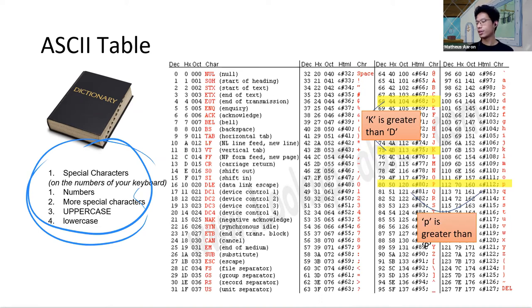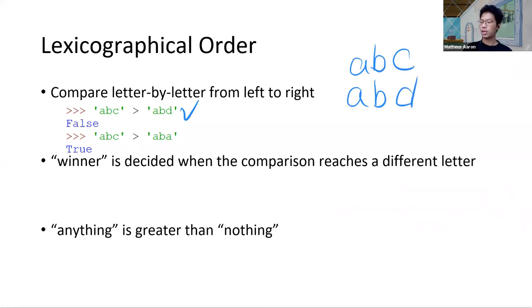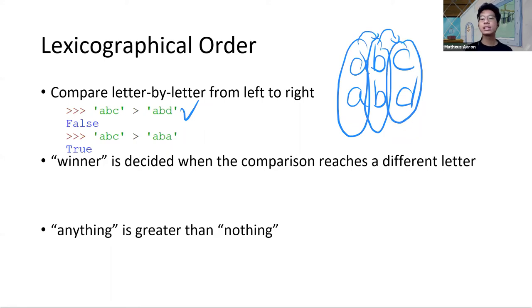That's why the rule of thumb that Prof. Adi taught me is that we memorize a dictionary. Remember the way a dictionary sorts things, which is defined in lexicographical order. First, you compare letter by letter from left to right. In this first case, we have ABC and ABD. A is the same, so we move on to B, which is still the same. Move on to C and D. We know that C comes before D, hence this one is smaller and this one is bigger.